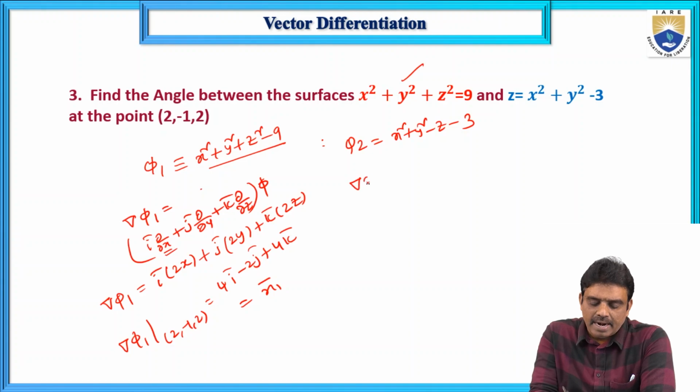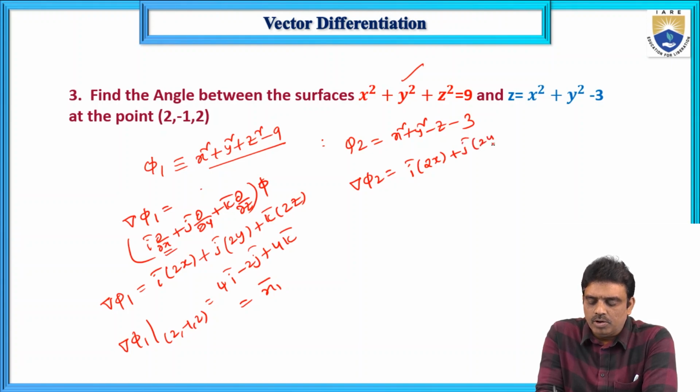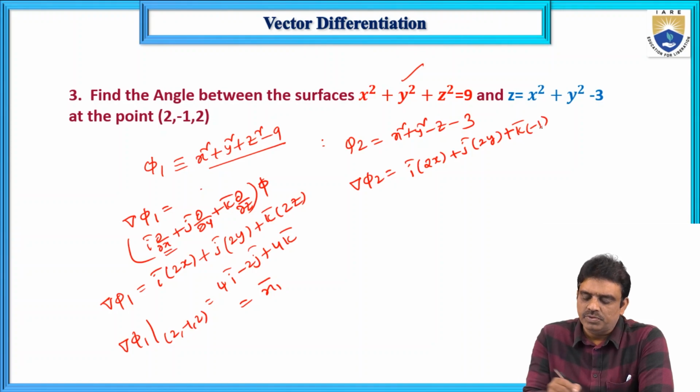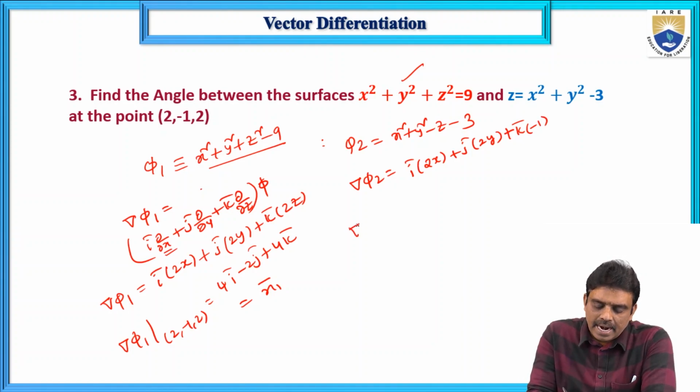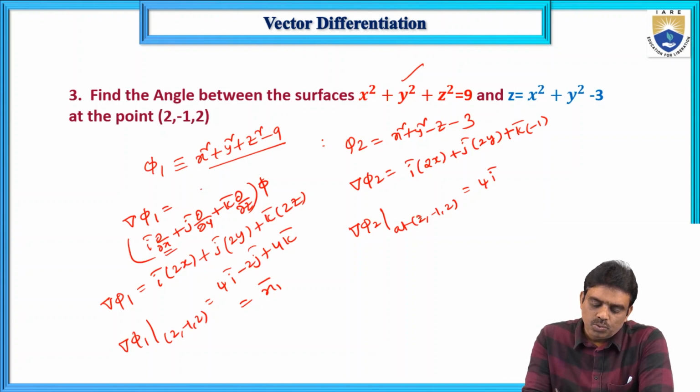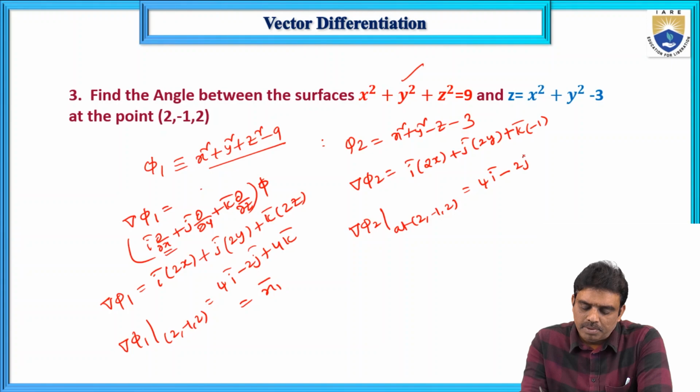Similarly, you can find grad phi 2. That is i bar into dou by dou x of this, 2x, plus j bar into dou by dou y of this, 2y, plus k bar into dou by dou z of this, minus 1. And the grad phi 2 normal vector at the point (2, -1, 2) is 4i bar minus 2j bar minus k bar. This is the second normal vector n2 bar.